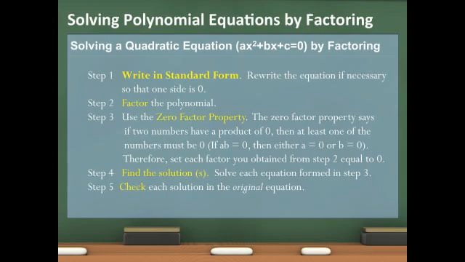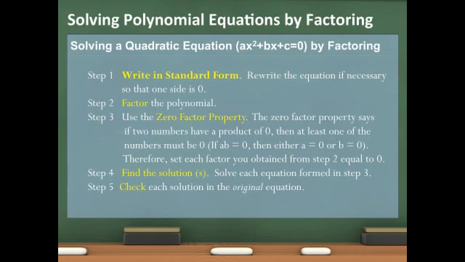Step 3 tells you to apply the zero factor property. This property says if two numbers have a product of 0, then this must mean that at least one of the numbers must be 0. In other words, if a times b equals 0, then either a equals 0 or b equals 0. Therefore, to use this property, you set each factor you obtained from step 2 equal to 0.